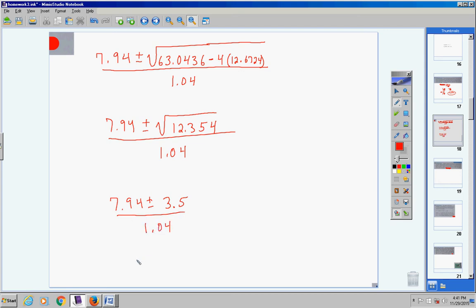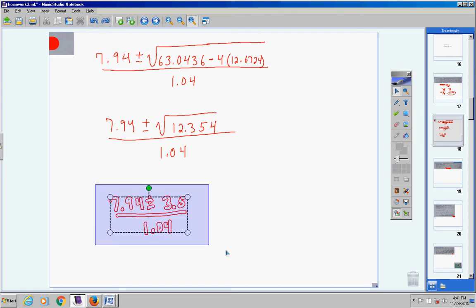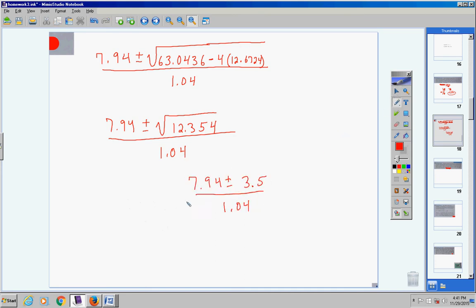Okay, now, excuse me. Now, having done all of that, I have two answers here. First of all, I'm going to take 7.94. Let's do it this way. It's a lot easier. First, I'm going to have 7.94 plus, or positive, 3.5 over 1.04. Then I'm going to have 7.94 minus 3.5 all over 1.04.